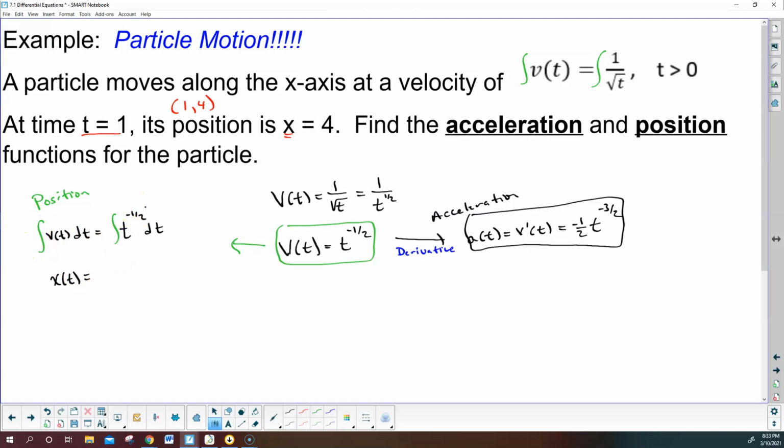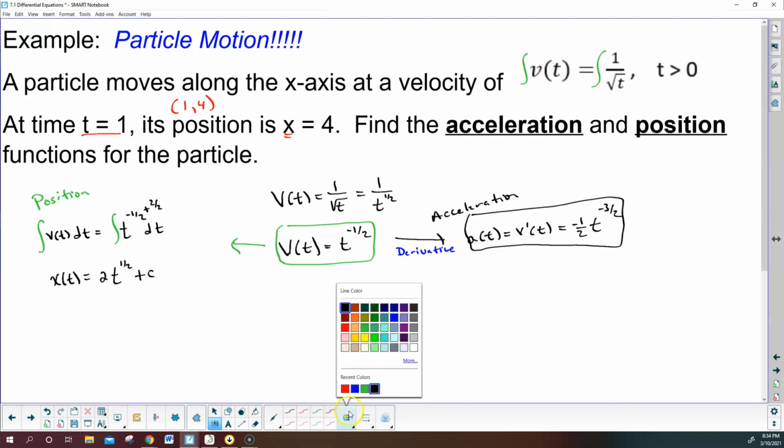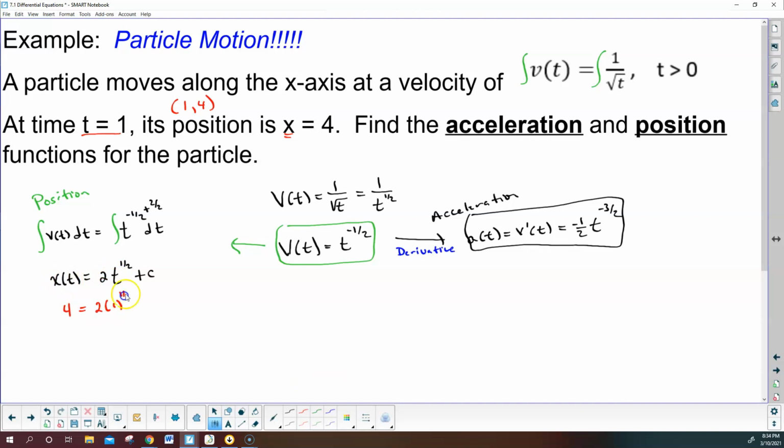And now I'm going to add 1 to the top because we're undoing the power rule. So we're going to add 1 up top. So this will give me t to the 1/2. But if I put a 1/2 up top, I have to put a 2 over 1 out in front. And then I have to put the plus c. So now that I have my general solution, I got to use the position. T is 1 and x of t is 4. So I know if I put in 1 right here, x of 1 is 4. If I put in 1 here, then I'll be able to find c.